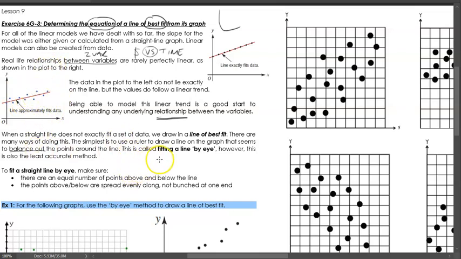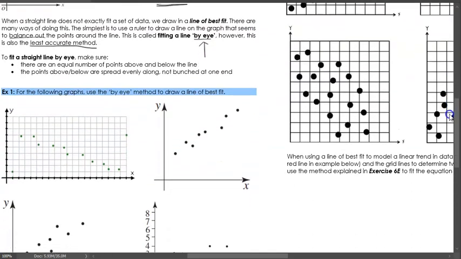This is called fitting a line by eye, and it's obviously by eye because we're using our eye to determine this. However, this is also the least accurate method. You will be seeing more accurate methods as we get into the data field, but for now, we're just going to focus on this fitting a line by eye method.